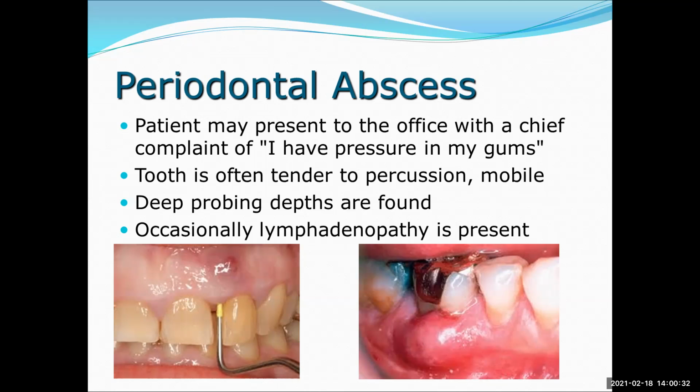The tooth is often tender, though, to percussion. There's mobility. There's a deep probing depth. You are going to probe it. And occasionally there can be some lymphadenopathy present. So you're gently probing. Look at this. This tissue doesn't look too bad here, even here. But this probe goes all the way in. You've got your abscess here that you can see now. Is this a lateral abscess or a periapical abscess?